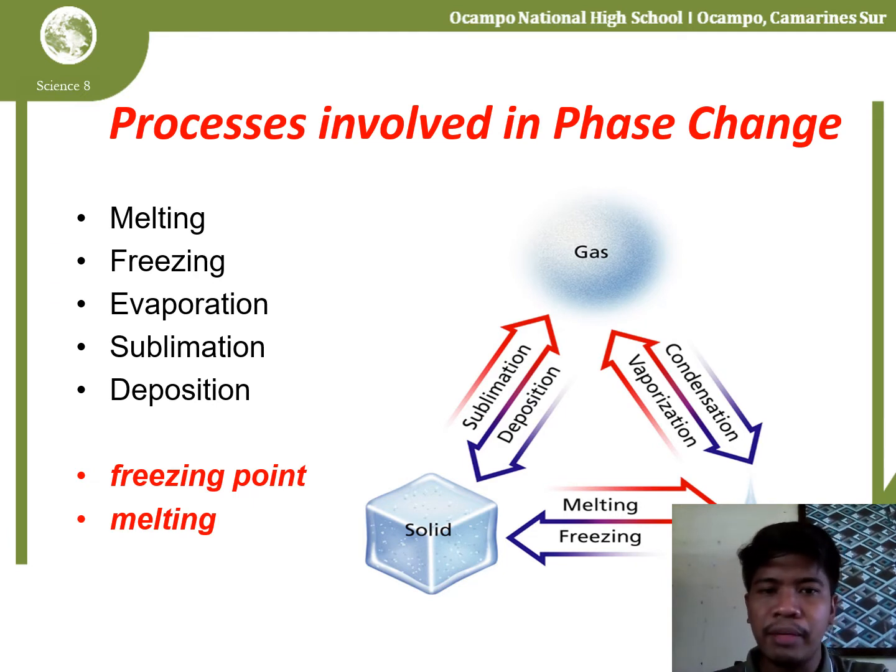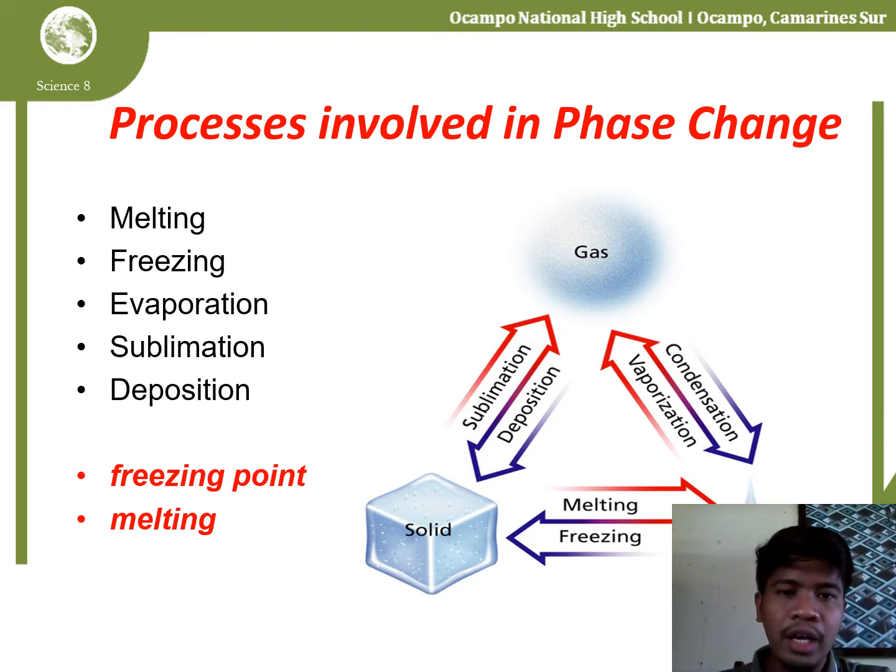Yung freezing naman, kabaliktaran siya ng melting. Freezing happens when liquid turns into solid. And the point of temperature wherein yung water naging solid, ang tawag natin doon is freezing point. Okay, again, freezing point is the point in temperature wherein liquid substances or liquid object turns into solid. Freezing point ang tawag natin dyan.